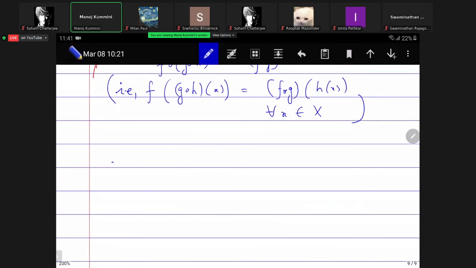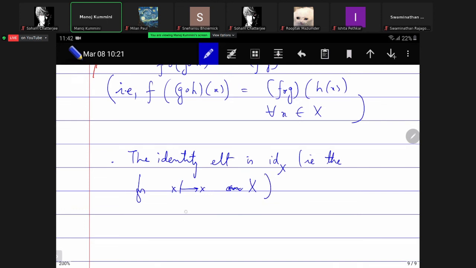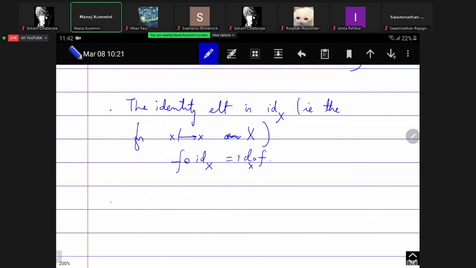The third is the identity element. It is the identity function on X, that is the function x goes to x on X. It is easy to check that this is the identity for the operation of composition. And the inverse element is the usual f inverse.